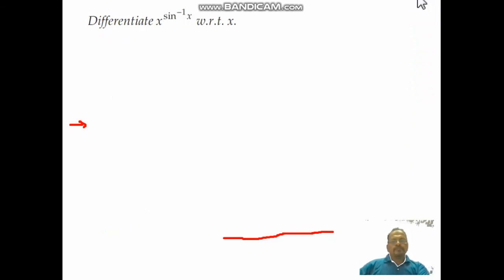Next problem, differentiate x raised to sine inverse x with respect to x. Here x is the base, it is a variable, and sine inverse x is also a variable thing, it is a function. Function to the power function, we use logarithmic differentiation.